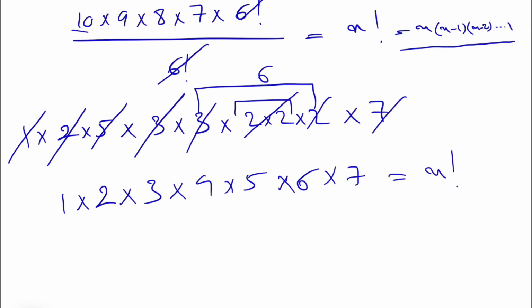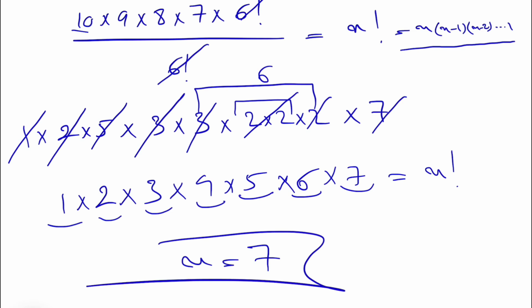And looking at this, we'll see we have 7 times 6 times 5 times 4, 3, 2, 1, and that shows that our x is 7. And that would be the final answer for this question.